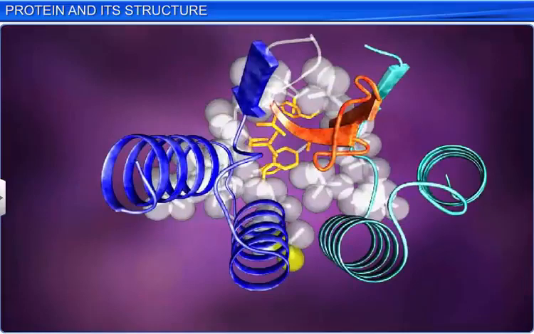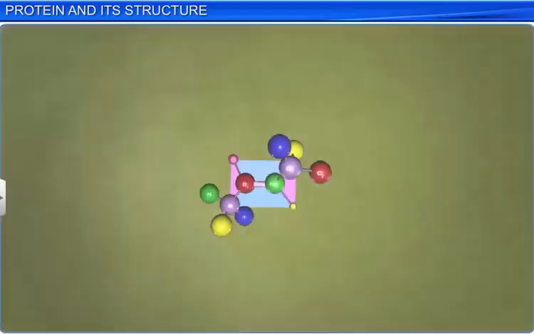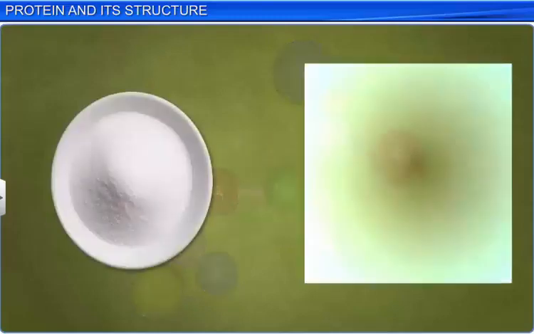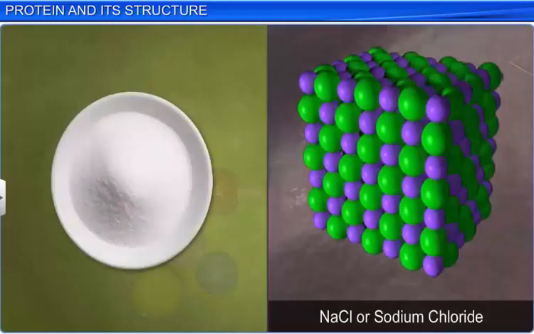The structure of molecules is depicted differently in different disciplines. In chemistry, structure means the molecular formula. For example, salt is also known as sodium chloride or NaCl, where NaCl is the molecular formula and not the structural formula.